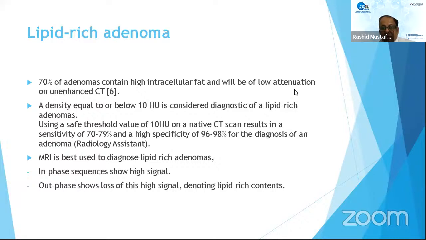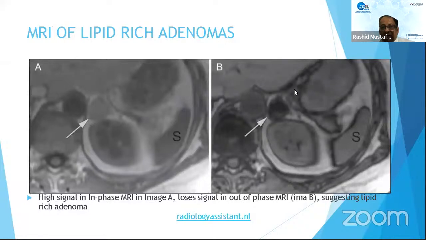MRI is used to diagnose lipid-rich adenomas. In-phase sequences show high signal, whereas there is a loss of signal on out-of-phase imaging, denoting lipid-rich content. This is the in-phase and out-of-phase. If we look in the in-phase, there is a high signal which loses out in the out-of-phase, suggesting that this is a lipid-rich adenoma.